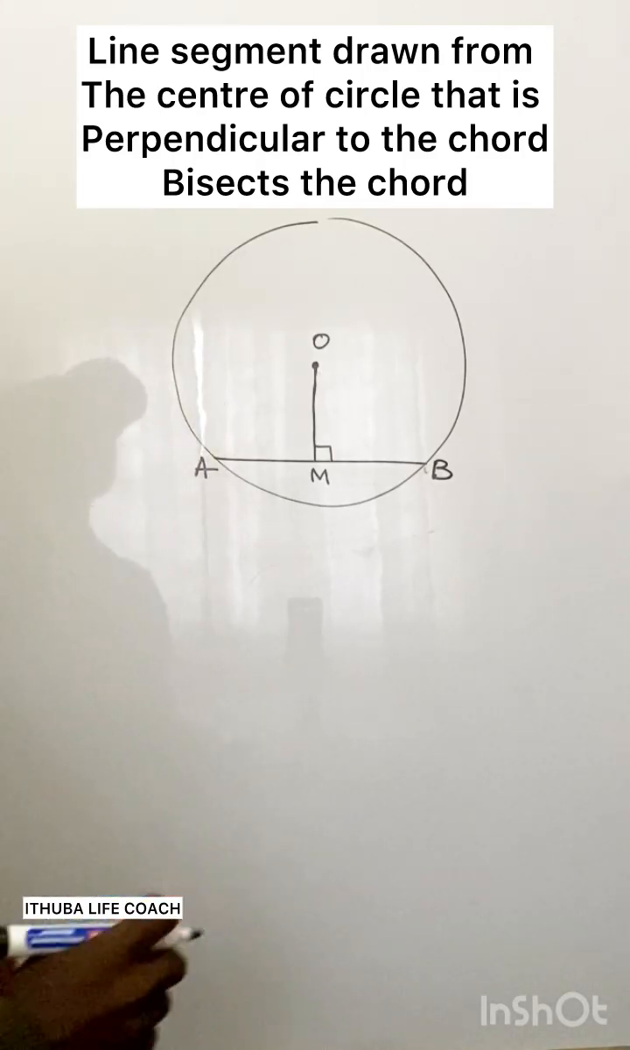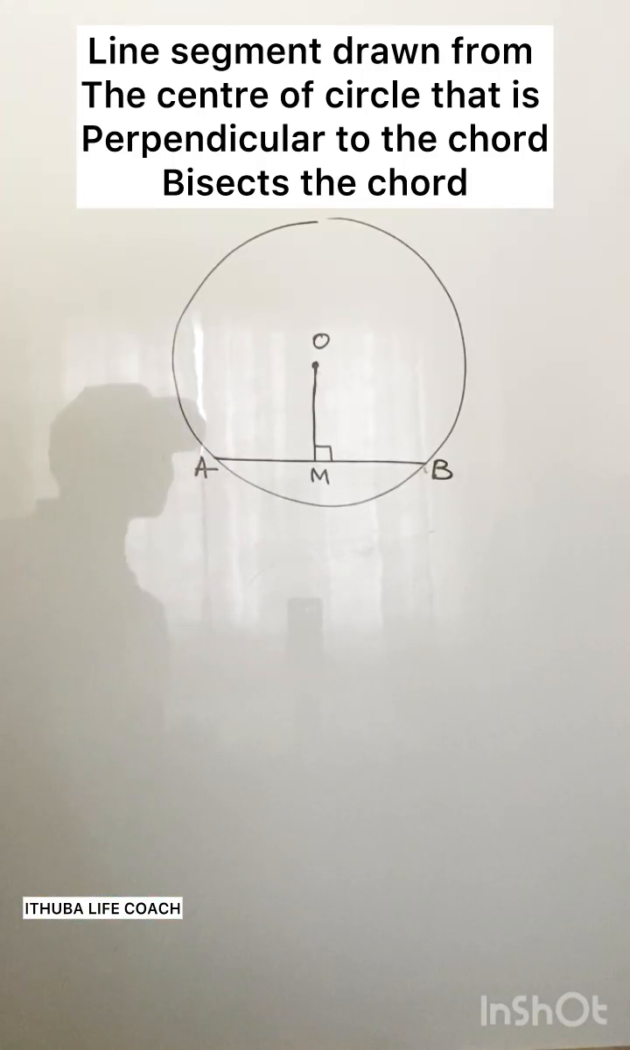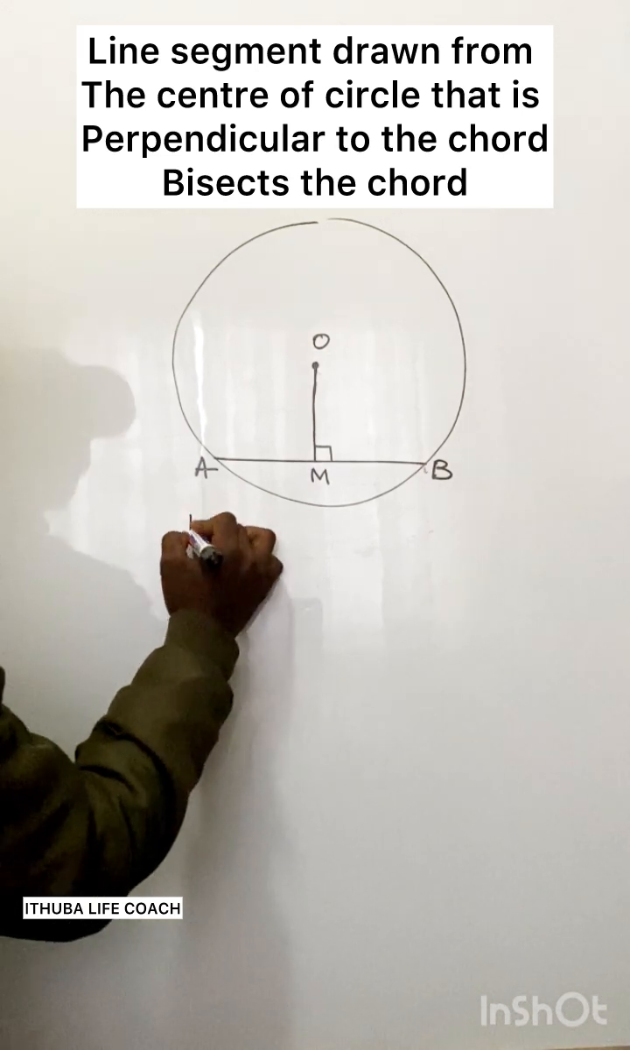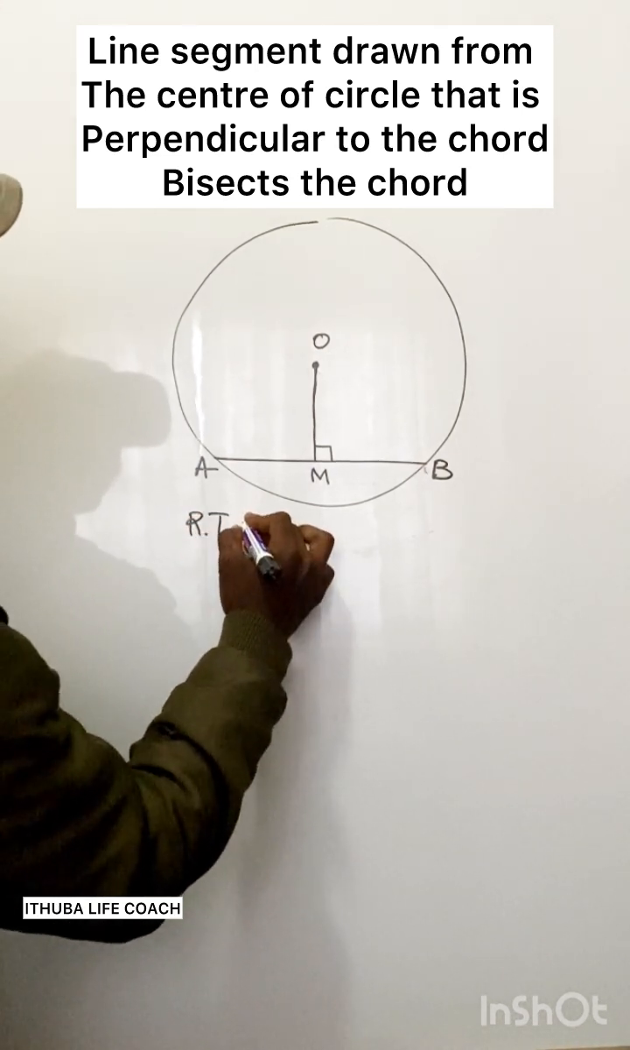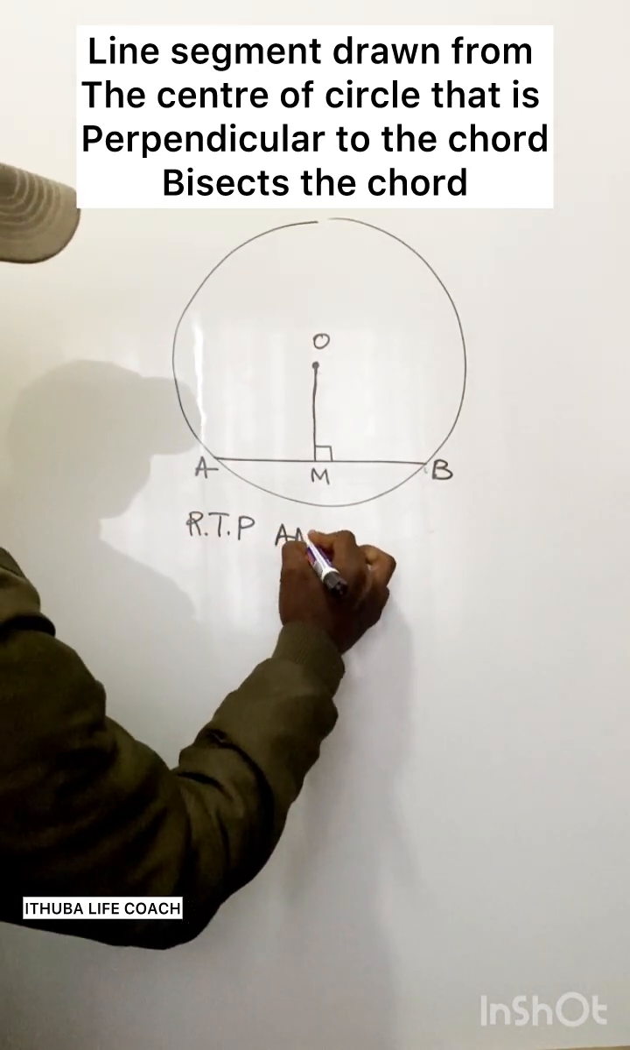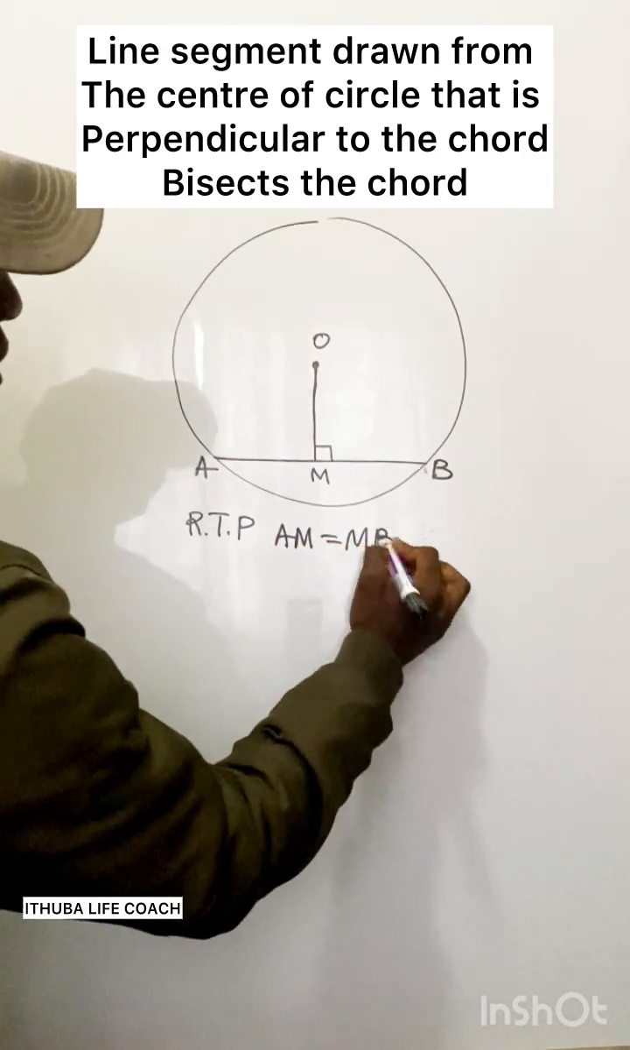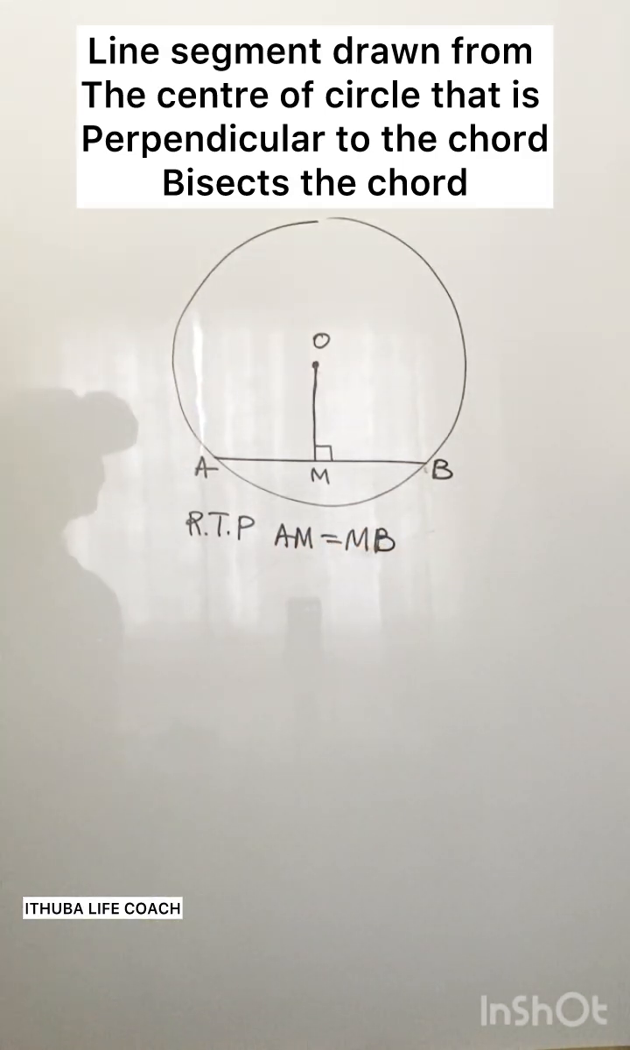So we are going to prove what we are required to prove: that line AM is equal to line MB. Meaning, we are required to prove that a line segment drawn from the center of the circle to the midpoint of the chord is perpendicular to the chord, or its converse, which you can say: a line segment drawn from the center of the circle perpendicular to the chord bisects the chord.